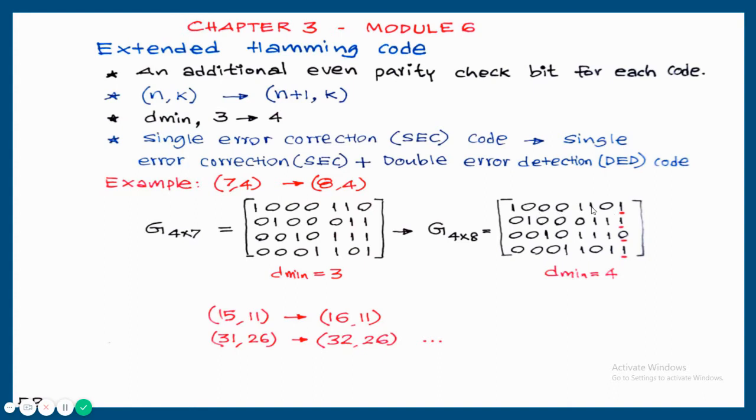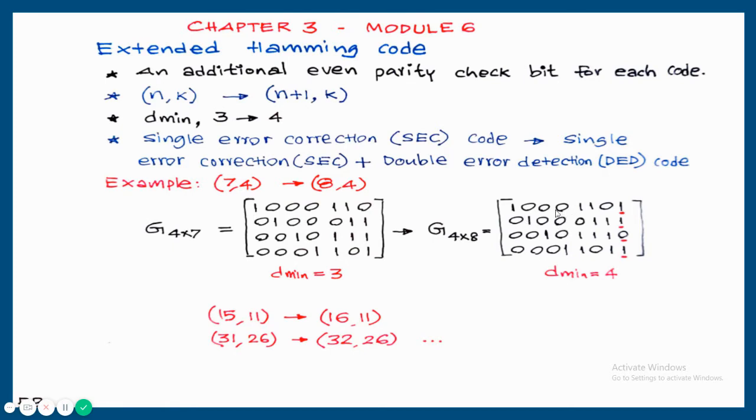So 1 plus 1 plus 1 is equal to 1. So that is 1 extra. 1 plus 1 plus 1, answer is 1. That is the extra bit. 1 plus 1 plus 1 plus 1 is equal to 0. That is the extra bit. So like this, one extra bit is going to be generated. So this generator matrix will be 4 rows and 8 columns. So it's an (8,4) code.